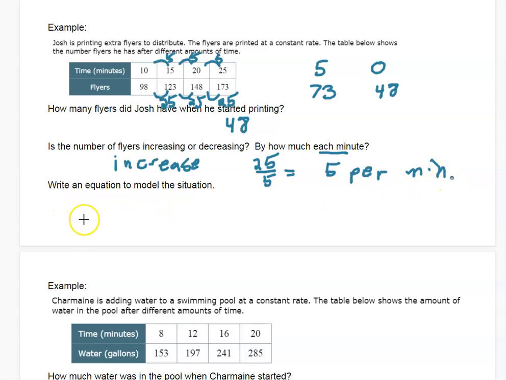Okay, write an equation to model that situation. Well, again, we're going to have y equals our slope, and our slope is right here with our per, 5x, plus the number he started with here, plus 48. There you go. Couple more examples.